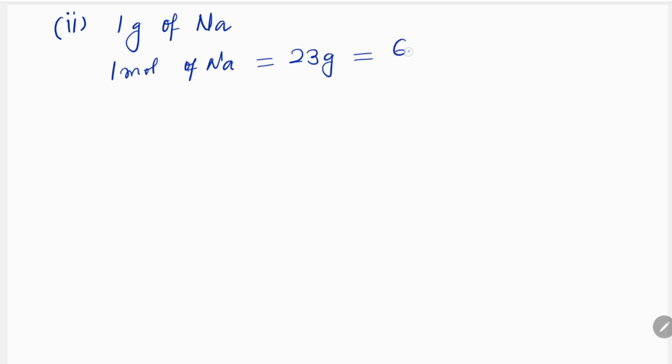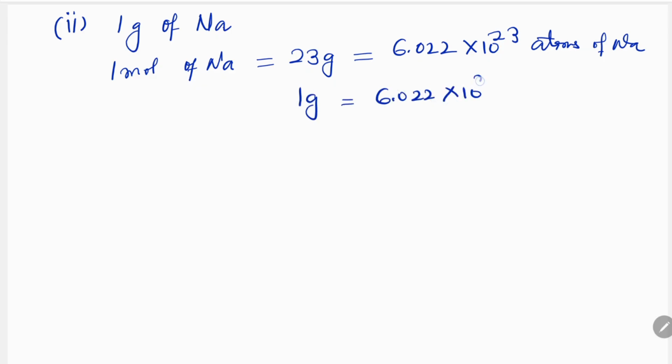So let's do the second question. Second was for sodium. I think 1 gram of sodium was given. Okay, so we should know that 1 mole of sodium is equal to 23 grams of sodium, which has 6.022 into 10 raised to power 23 atoms of sodium. Alright, so 1 gram of sodium will have 6.022 into 10 raised to power 23 divided by 23. This much number of atoms will be present in it.